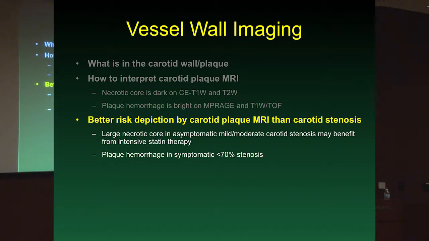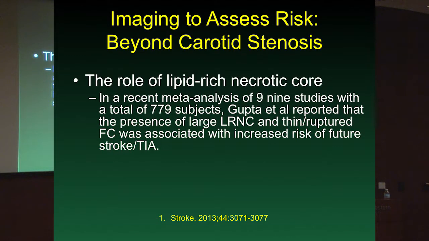And so one of the tests we're going to be doing is to say, we think this is our most at-risk group that we ever see, and that's the group that we're going to test. So what we feel is that the role of lipid-rich necrotic core has been well analyzed in a meta-analysis by Gupta, reviewing 9 studies, almost 800 patients, and clearly showed that large necrotic core was associated with an increased risk of future stroke or TIA.